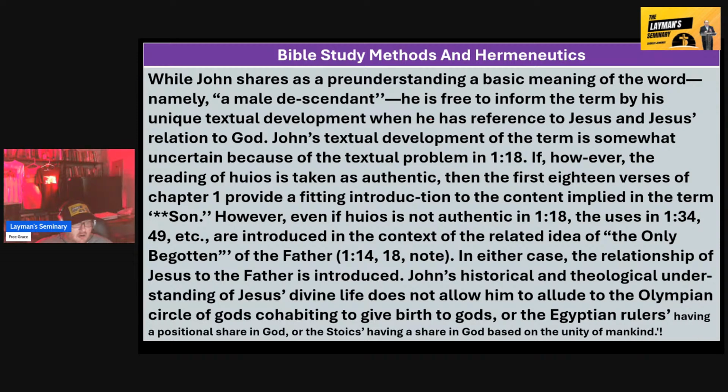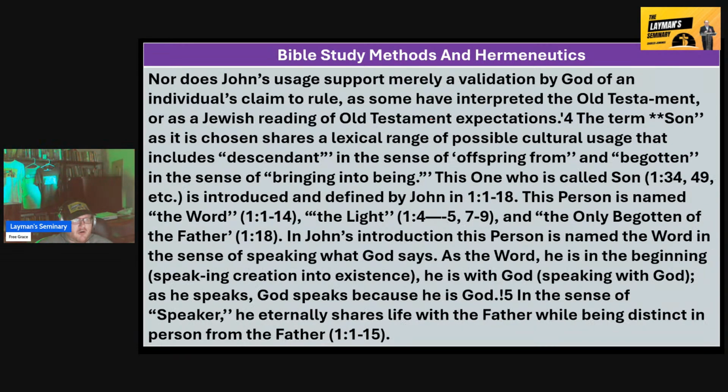John's historical and theological understanding of Jesus' divine life does not allow him to allude to the Olympian circle of gods cohabiting to give birth to gods, or the Egyptian rulers having a positional share in God, or the Stoics having a share in God based on the unity of mankind. Nor does John's usage support merely a validation by God of the individual's claim to rule, as some have interpreted the Old Testament, or as a Jewish reading of the Old Testament expectations. The term son, as is chosen, shares a lexical range of possible cultural usage that includes descendant in the sense of offspring from, and begotten in the sense of bringing into being.